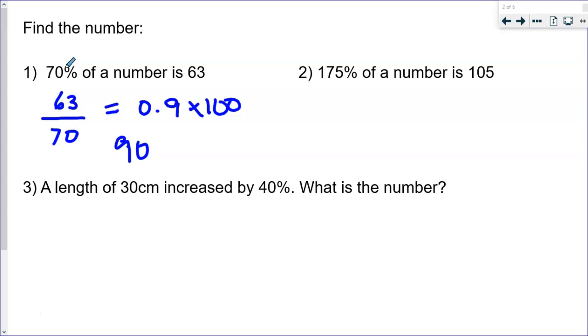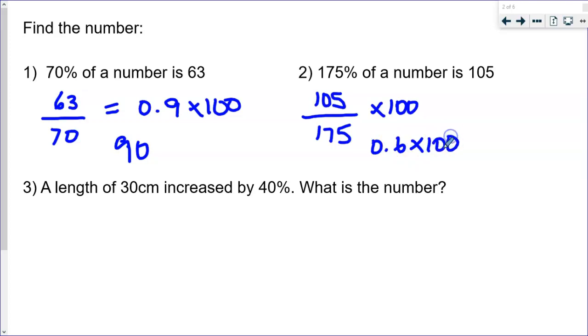So let's do the next one. Let's go 105 over 175 times 100. That gets us 0.6 times 100. And our answer is 60. Okay, fairly simple. So 175% of 60 is 105. Okay, let's do some more here.